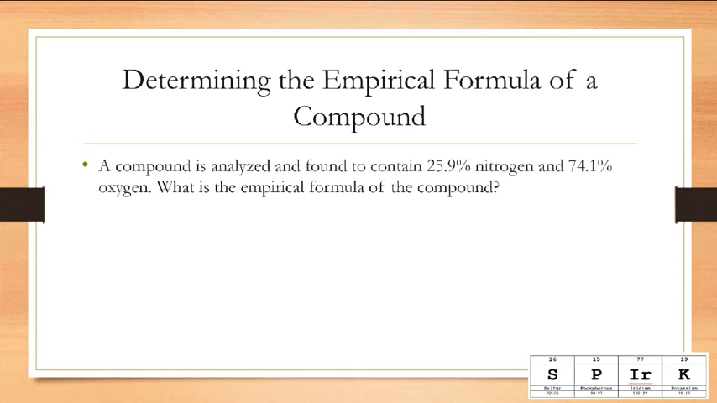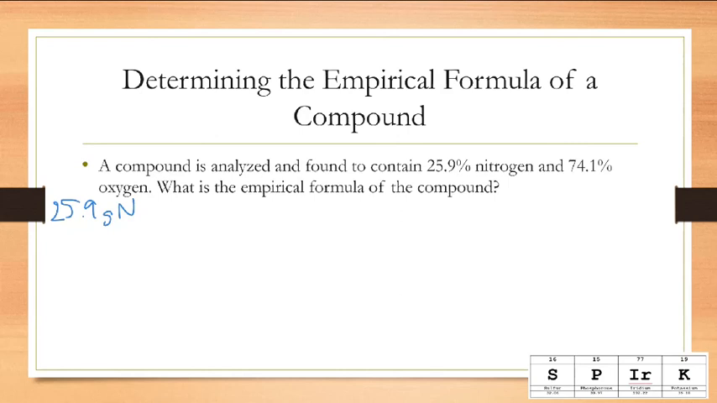So let's determine the empirical formula of a compound. A compound is analyzed and found to contain 25.9% nitrogen and 74.1% oxygen. What is the empirical formula of the compound? So the first thing we can do, since we have two percentages and we're working with empirical formulas, is assume that we have a 100 gram sample. So if we have a 100 gram sample, then 25.9% nitrogen means we have 25.9 grams of nitrogen.